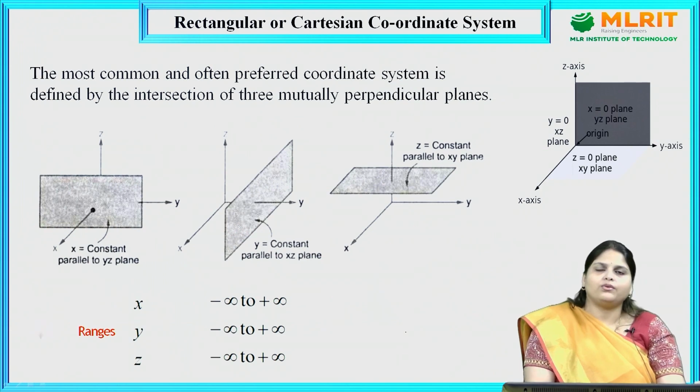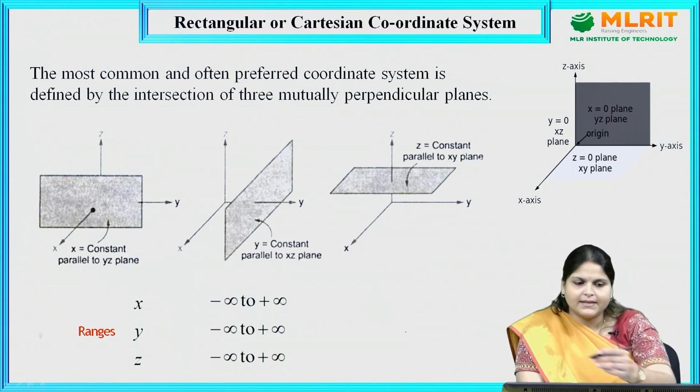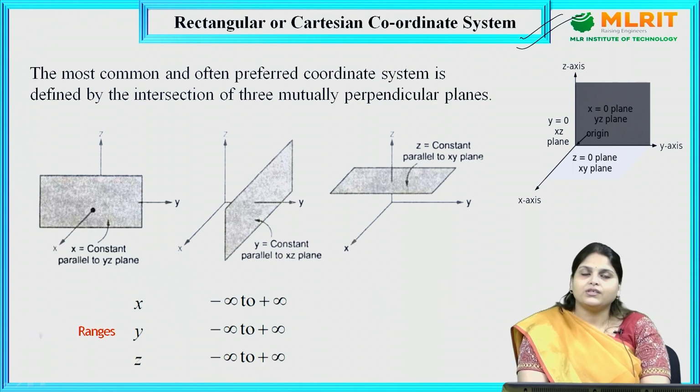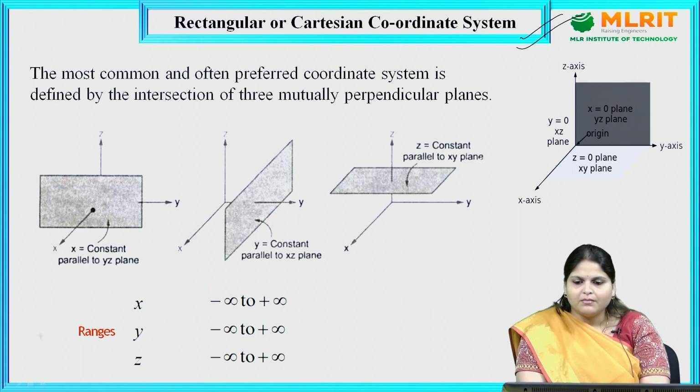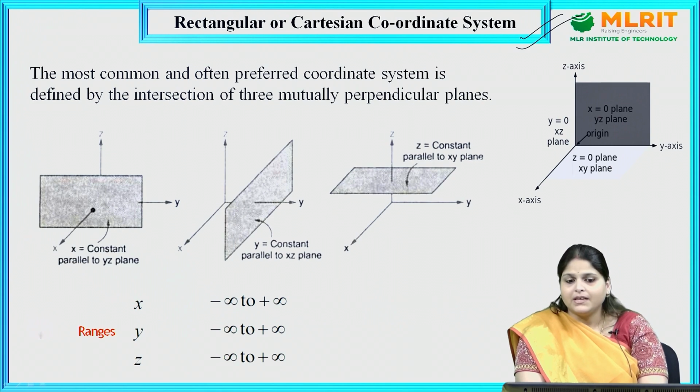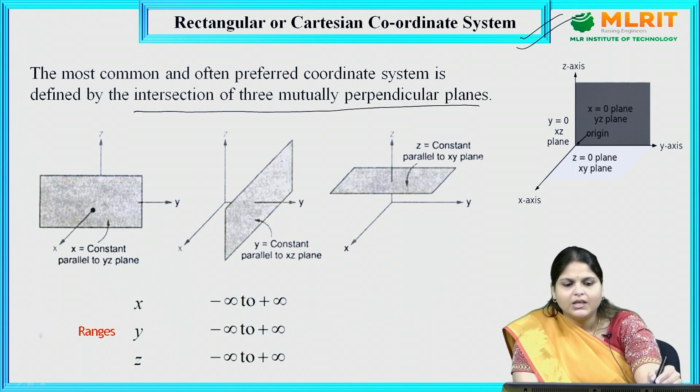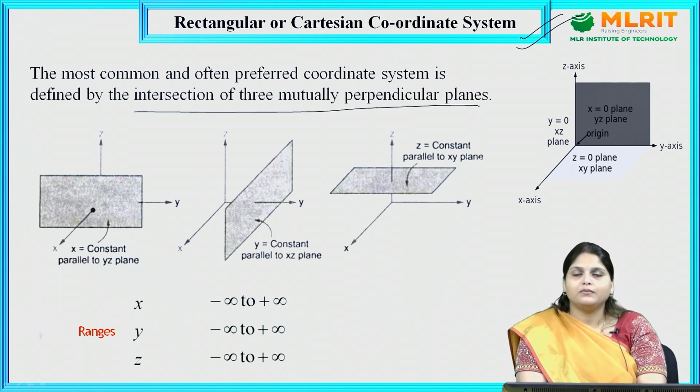So the first orthogonal coordinate system, as I said in the previous slide, is the rectangular or Cartesian coordinate system. So what is that system? Basically this is the most common and often preferred coordinate system, and it is defined by the intersection of three mutually perpendicular planes.